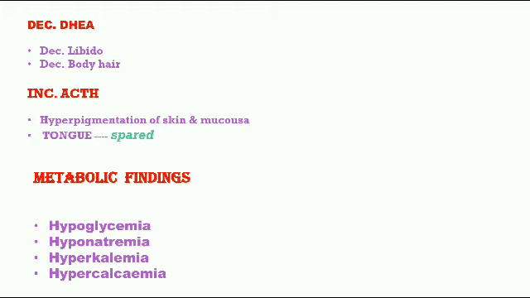Now coming to the third hormone, which is DHEA. When DHEA decreases, it will decrease libido and it will also decrease body hair. Now there is also an increase in ACTH. So if ACTH is increased, there will be hyperpigmentation of the skin and the mucosa, but the tongue will be spared. So this point you should note down. Now coming to the metabolic findings seen in Addison's disease. So what have we studied before?